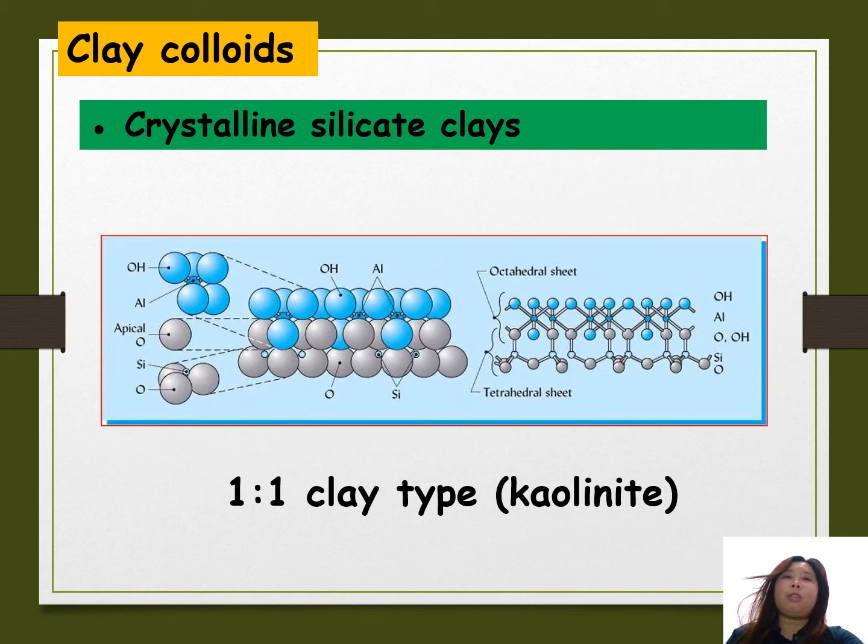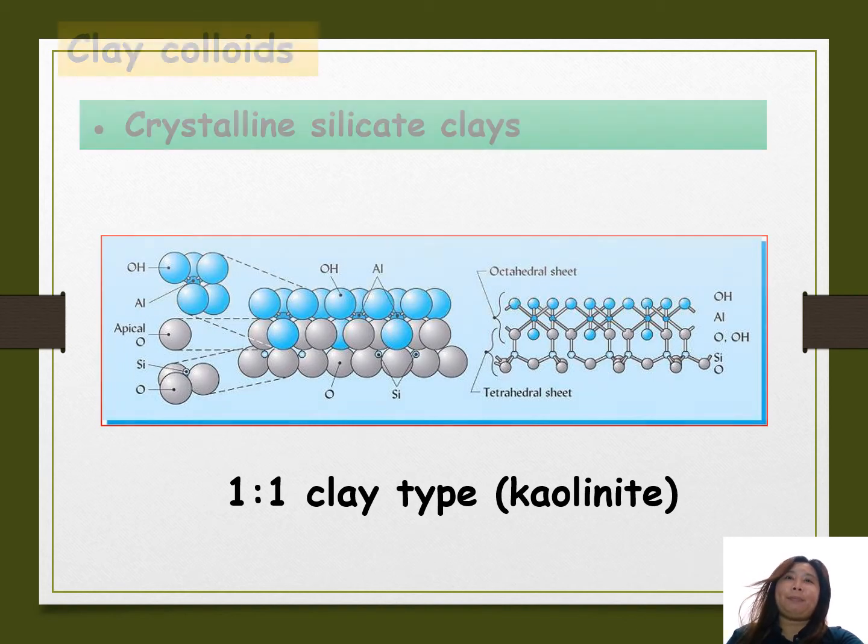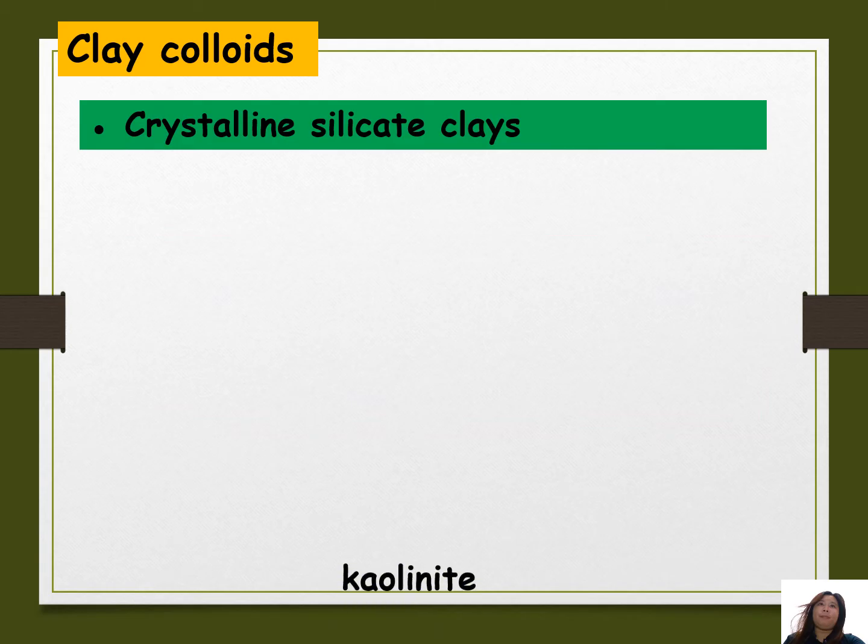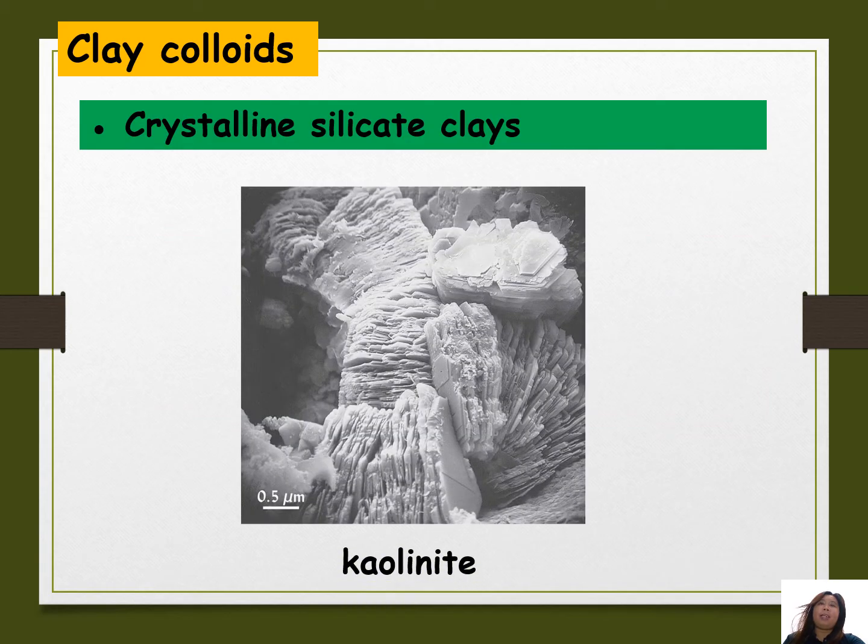This is the structure of the 1:1 clay type or kaolinite. It has one octahedral sheet and one tetrahedral sheet. That is why it is called 1:1 clay type. This is kaolinite under a microscope.